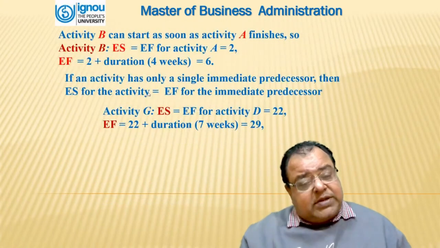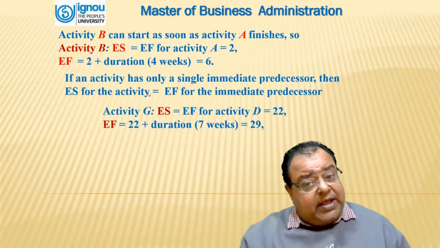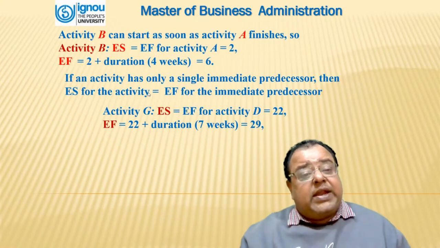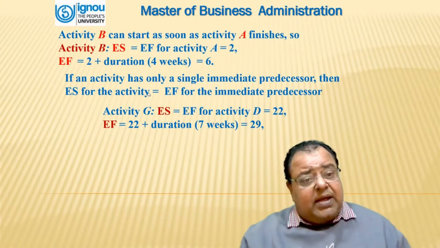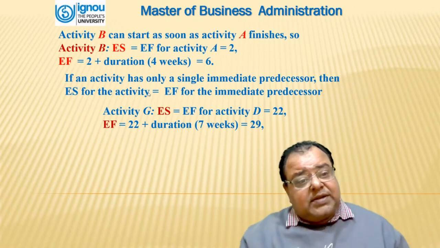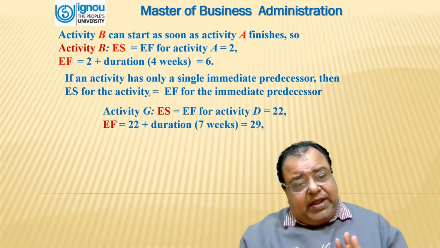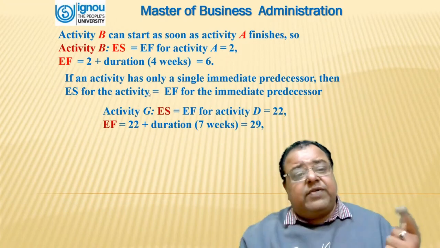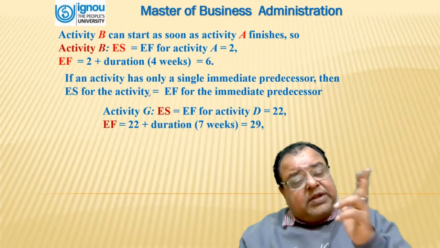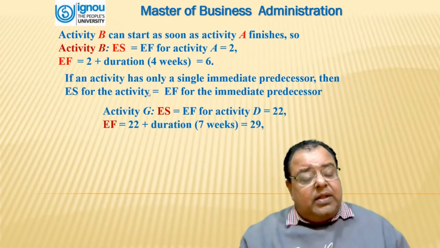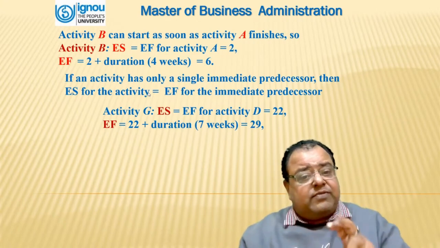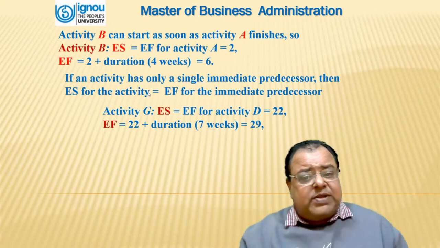Activity B will start as soon as activity A finishes. So the earliest start time for activity B will be 2, that is the earliest finish of activity A, and the earliest finish will be 2 plus the duration of the process, that is 4 weeks. The total comes out to be 6.